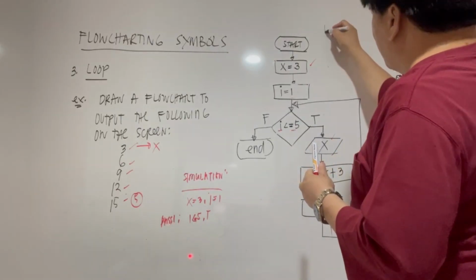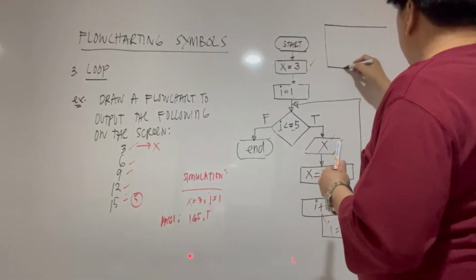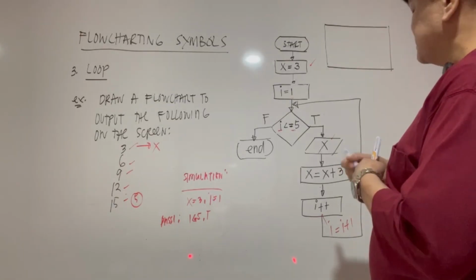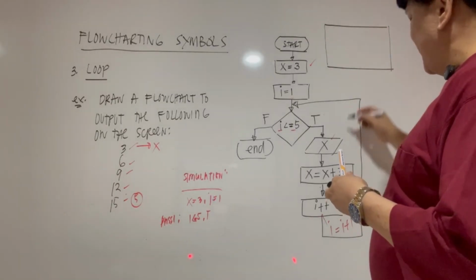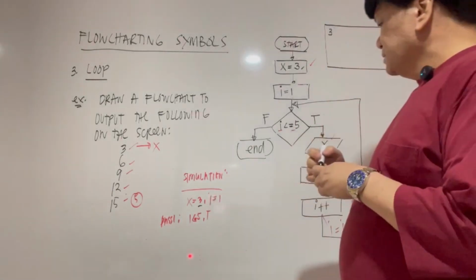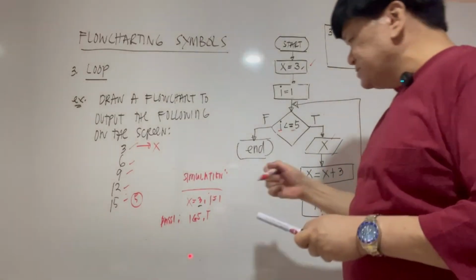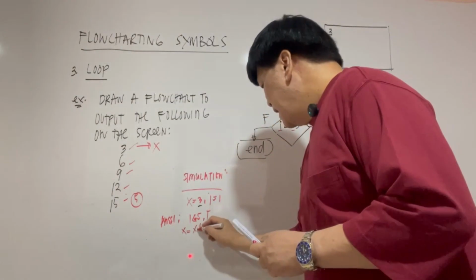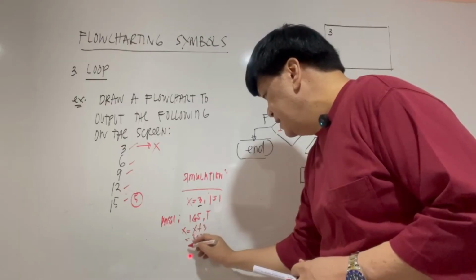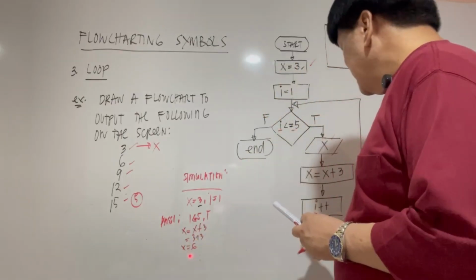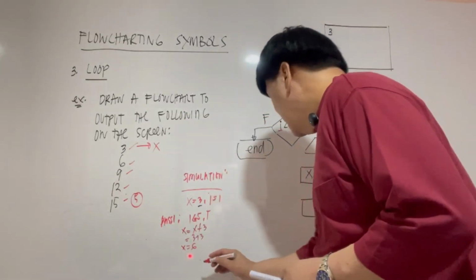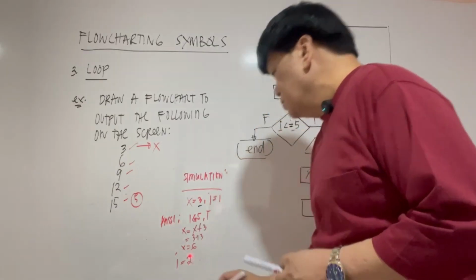So let us draw a box for output representation. So let's have x. The value of x is, there you are, 3. Then what is next? x is equal to x plus 3. So what is the value of x? 3 plus 3. x now is equal to 6. And then the next instruction is I increment. So we increment the I to 2.